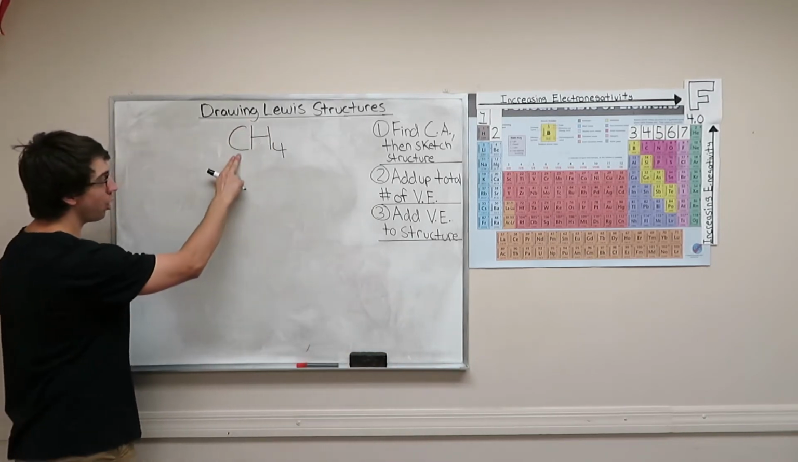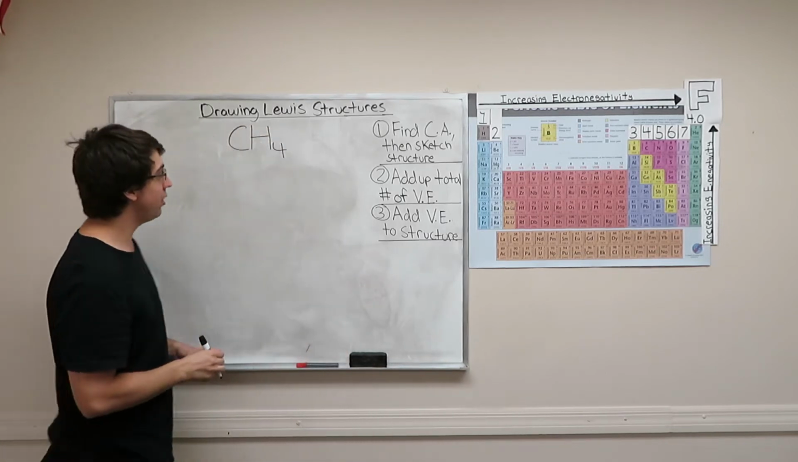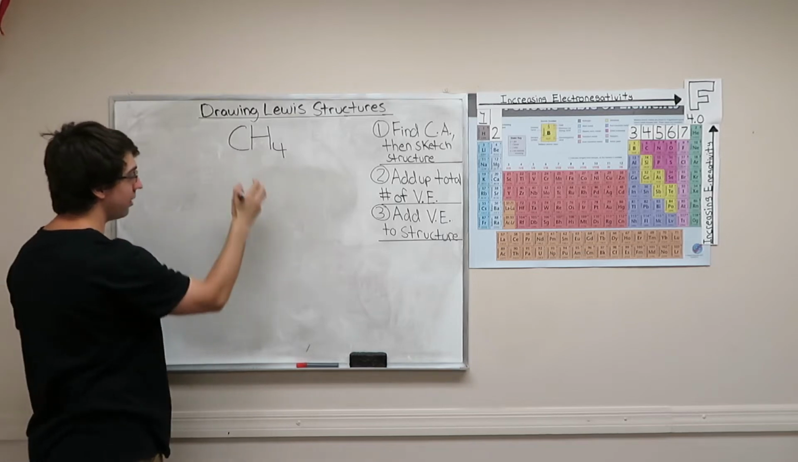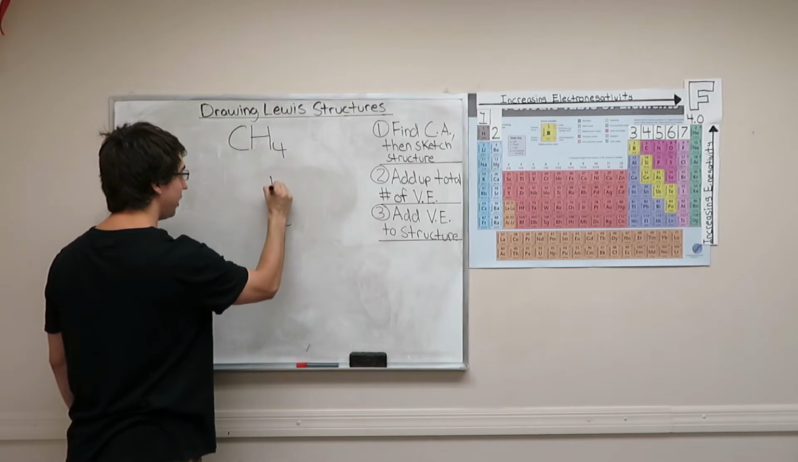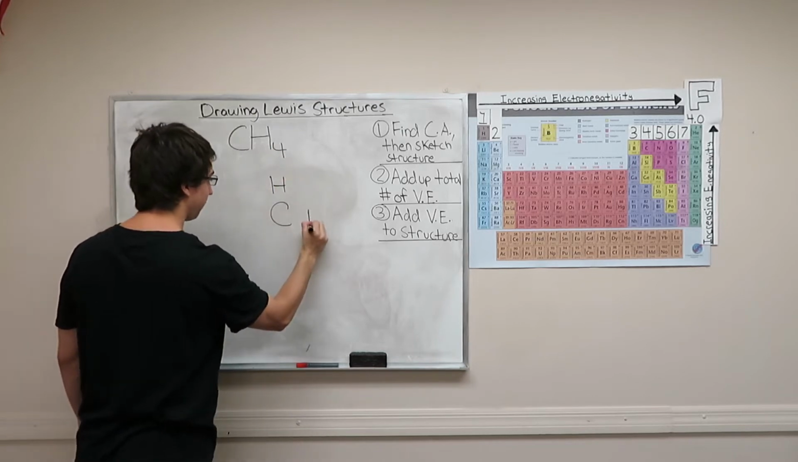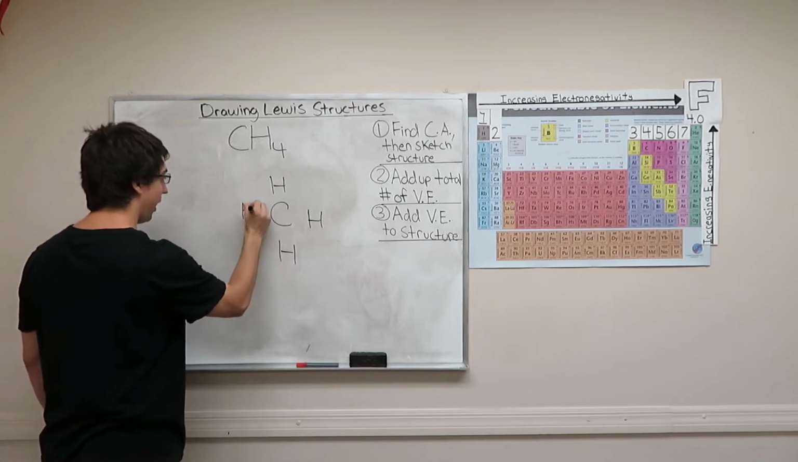CH4 is made up of 1 carbon and 4 hydrogens. Hydrogen will never be the central atom, and since we know that, that's going to make carbon our central atom. So carbon is our central atom, and then we have 4 hydrogens surrounding it. So we have 1 hydrogen, 2 hydrogen, 3 hydrogen, and 4 hydrogen.